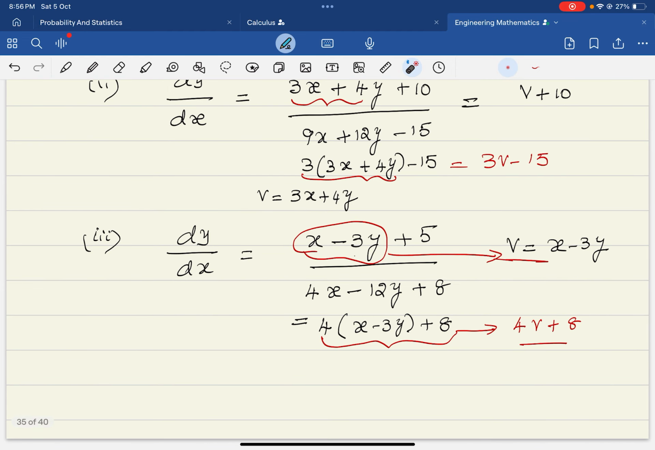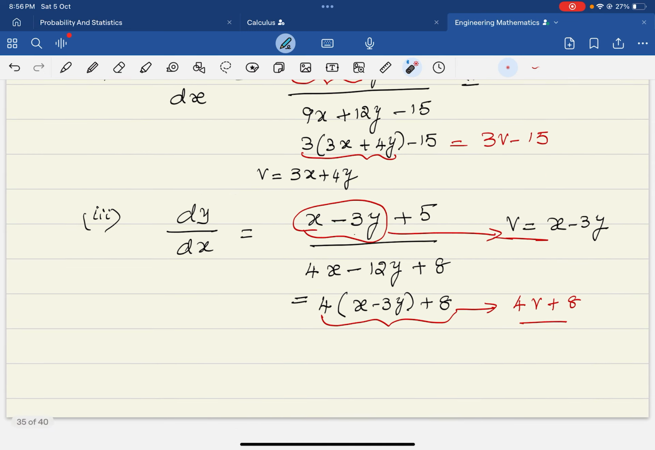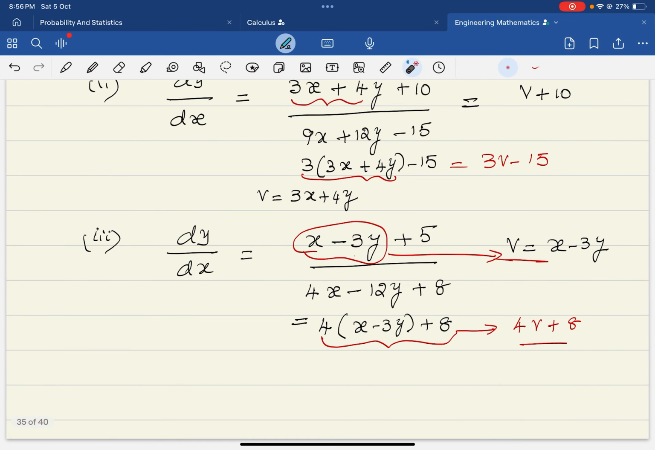Now coming to another example, dy/dx = (x - 3y + 5)/(4x - 12y + 18). Again, the smallest one is x. Let us see what is common. 4 is common. So x - 3y is present in the numerator. So v + 5 you can write in the numerator, and 4v + 18 you can write in the denominator. I hope it is clear what to take as the substitution.